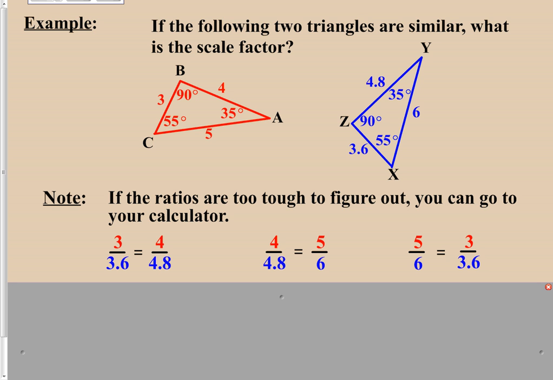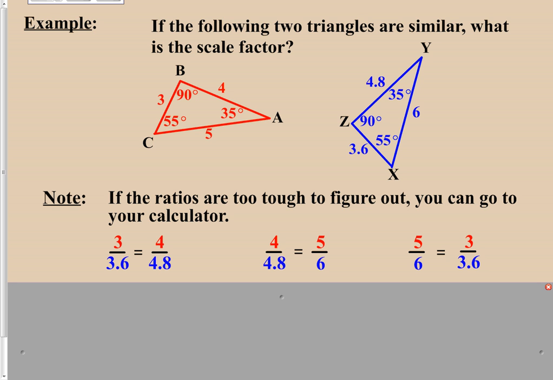In the proportion on the left, 3 times 4.8 is going to be 14.4. And 4 times 3.6 is also 14.4. So that is a good proportion. In the center, 4 times 6 is 24.